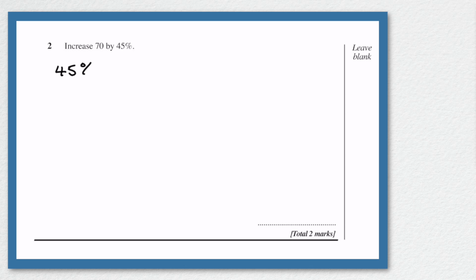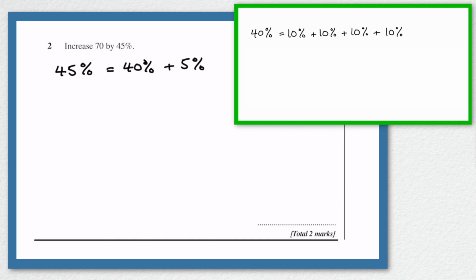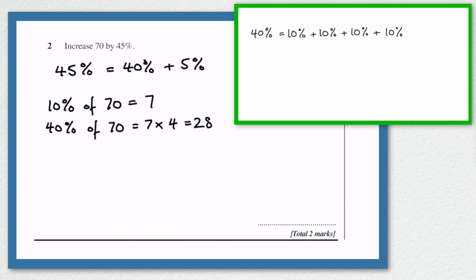Again, we can break the 45% down. So think of 45% as 40% and 5%. So 40% is 4 lots of 10%. 10% of 70 is 7. So 40% of 70 is 7 multiplied by 4, which is equal to 28.